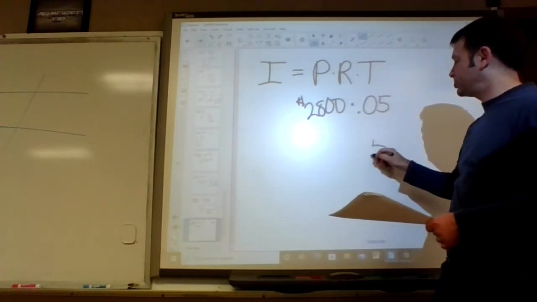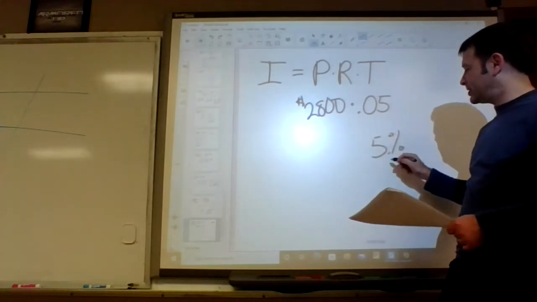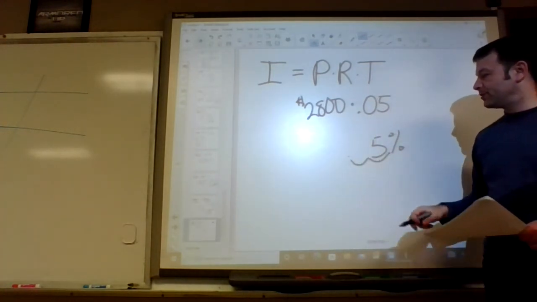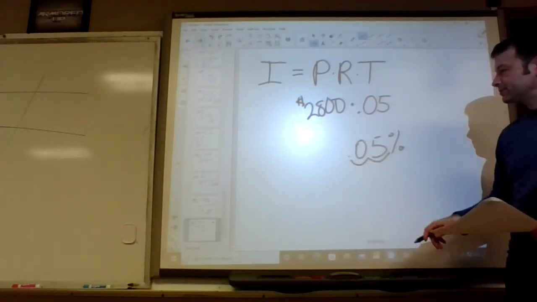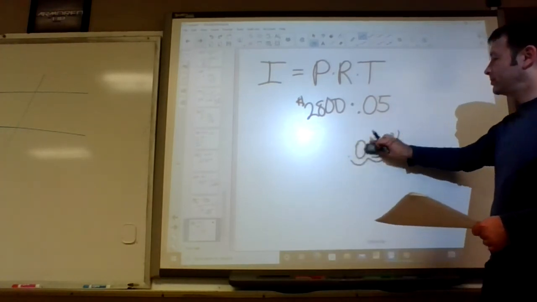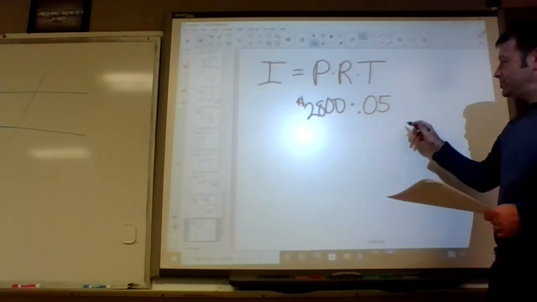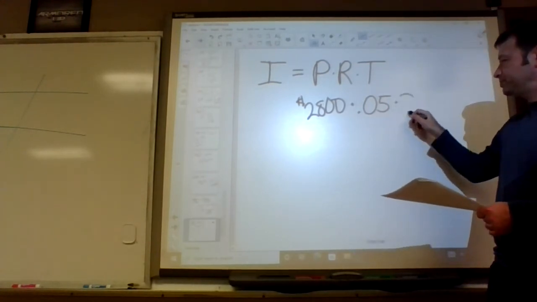0.05. Move the decimal twice, right? 5%, the decimal's right there. Move it twice, it becomes 0.05 as a normal decimal number. And then the time is 2 years, so guess what? Put it times 2.